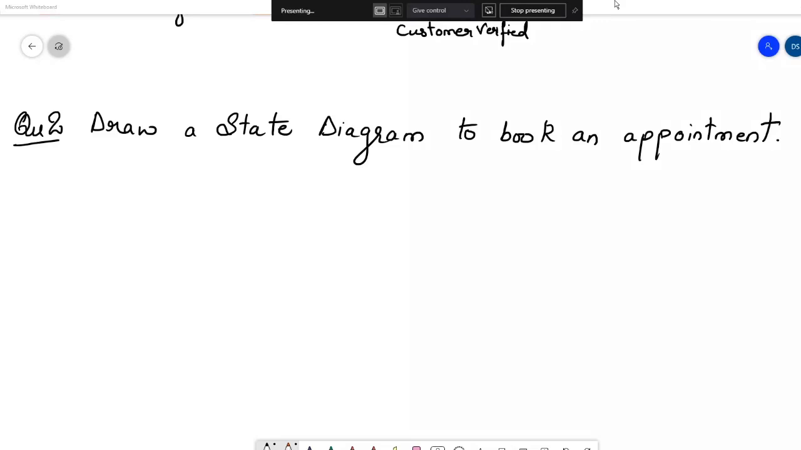Okay, so is there anyone who has tried to draw this diagram? Who could draw this? No one?